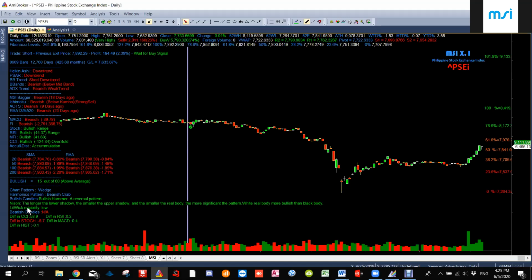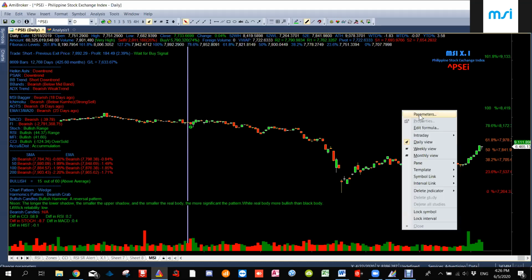So meron din siyang Nison or analysis na the longer the shadow, the smaller the upper shadow, and so on. Okay? So it gives you certain analysis or readings ng candlesticks. And itong mga to, these are actually divergence. So yung divergence are very important din sa mga traders.